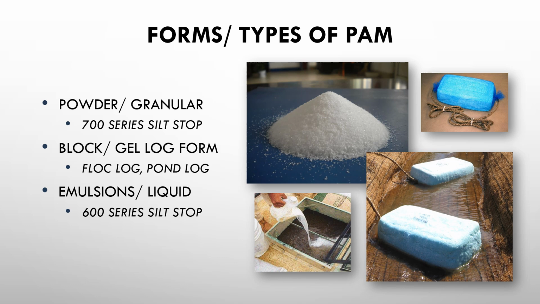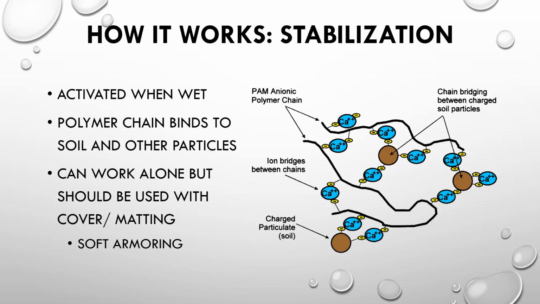And then there is also a concentrated liquid emulsion form of the anionic PAM. And that is primarily used for terrestrial applications because the emulsifiers in there are not really suitable for passive water treatment, so we use that for erosion and sediment control.